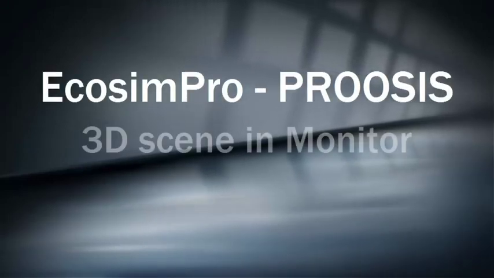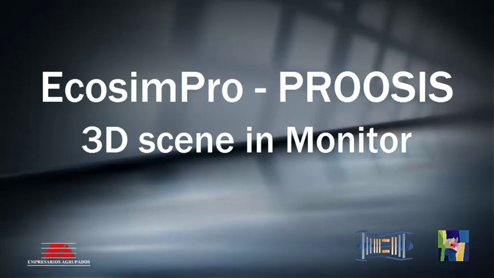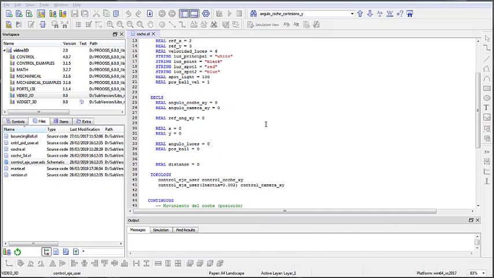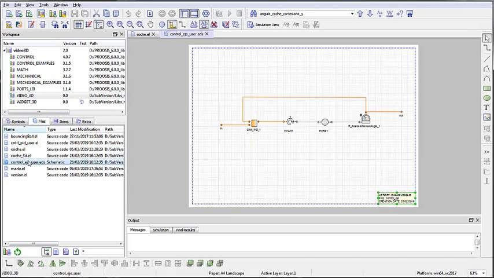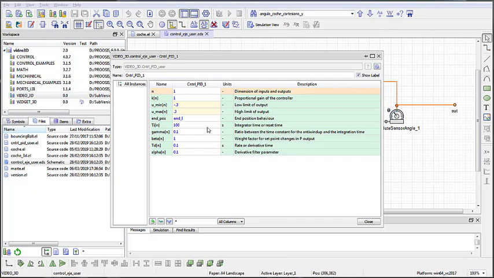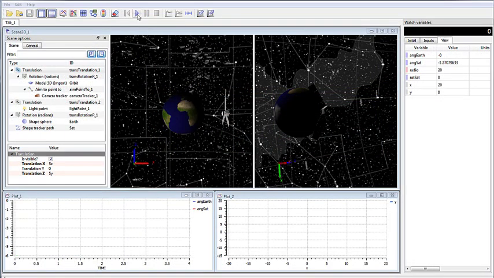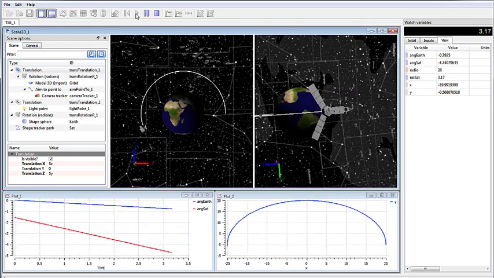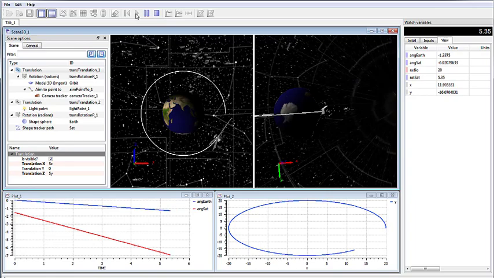EcosimPro and PROOSIS are simulation software tools developed by Empresarios Agrupados. Based on object-oriented programming, these tools enable the multidisciplinary modeling of systems, and simulations can be static or dynamic. We can visualize our simulation's results by way of a scene formed by geometrical 3D objects inside the monitor.